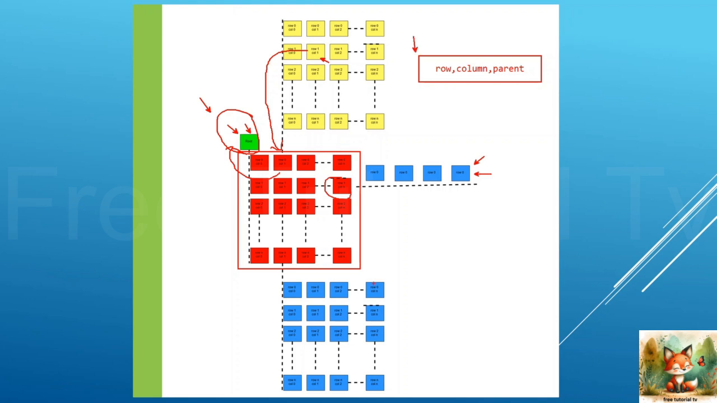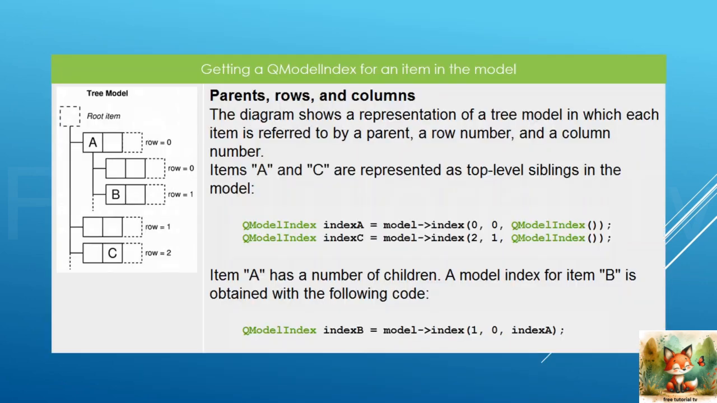So each item in your model is going to have a model index, and that model index is going to be wrapping around the row number, the column number, and the parent under which that item lives. Okay, this is another way to look at this, and this is a screenshot from the Qt documentation. So let's look at this here.